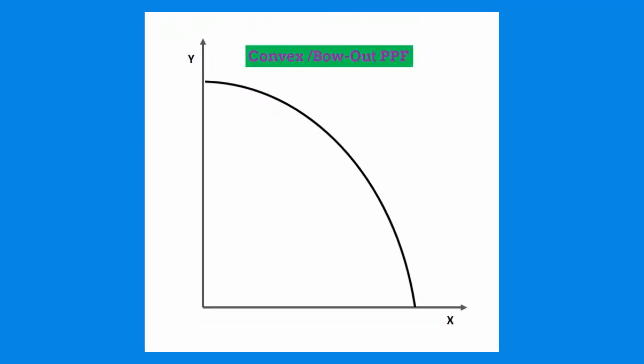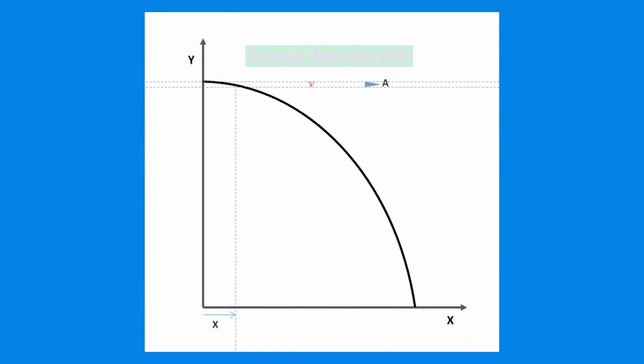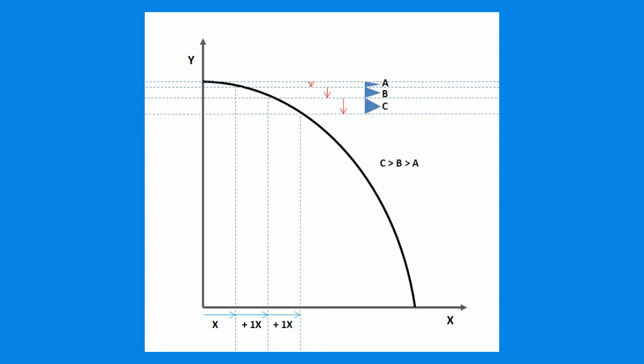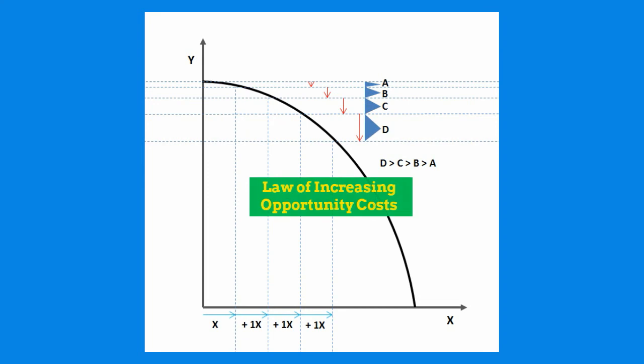For the case of the convex or bowed out curve, the opportunity cost increases for every additional unit of a good produced. For the first unit of X produced, the opportunity cost in terms of Y is the quantity marked A. The next unit of X produced, the opportunity cost becomes B. And the next unit of X, the opportunity cost becomes C. Notice that we are giving up more and more units of Y as our production of X increases. This is known as the law of increasing opportunity cost.